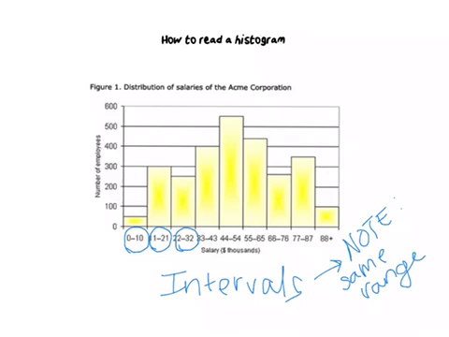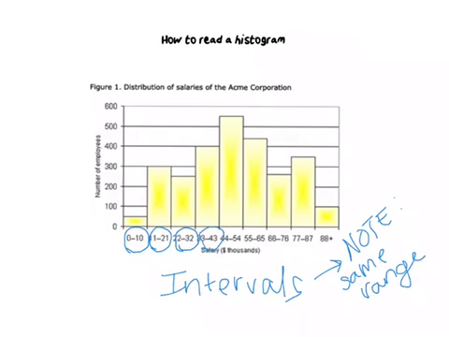So the same number. From 0 to 10, there's actually 11 units there. 0, 1, 2, 3, 4, 5, 6, 7, 8, 9, 10 is actually 11. 11 to 21, 22 to 32, 33 to 43. These are all of your intervals.